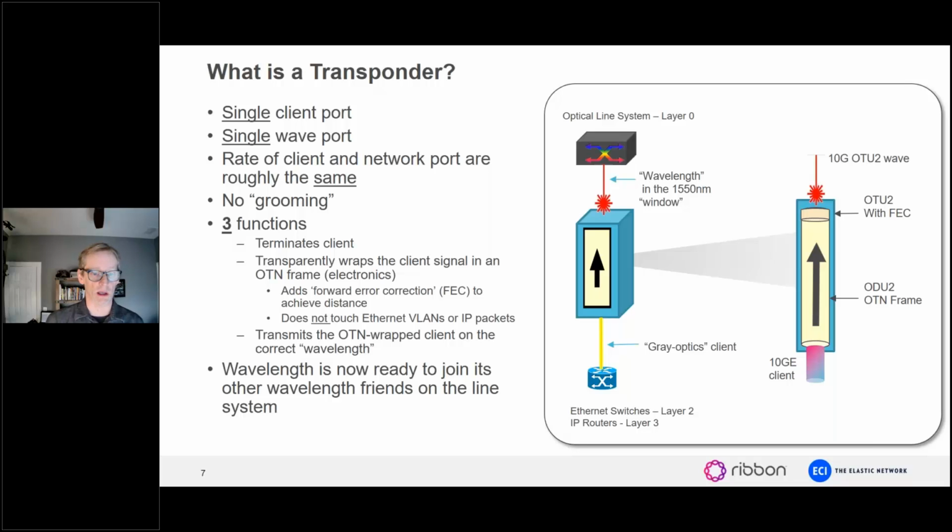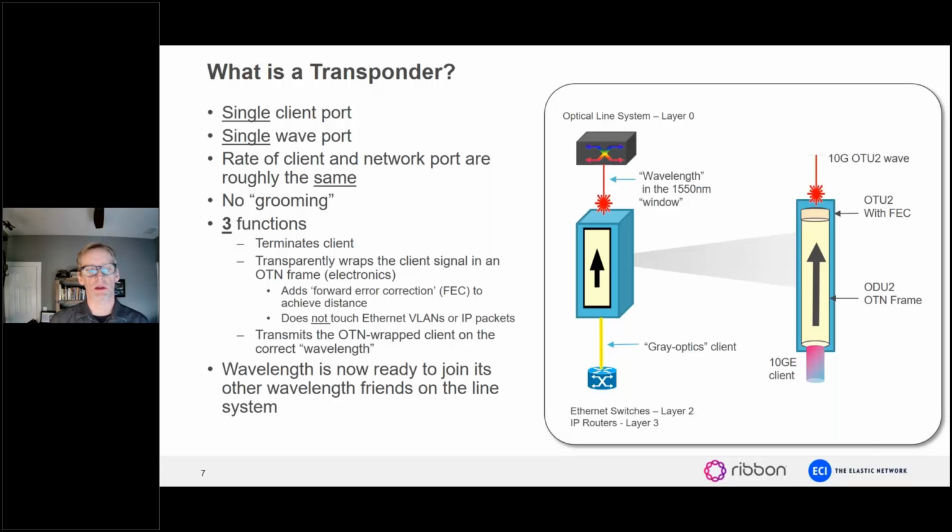It terminates the client as it comes from the Ethernet switch or router or whatever the client is, and then it transparently wraps that client signal into something called an OTN frame, which is electronic. And that's blown up in the picture on the far right there. You see a 10 gigabit Ethernet client coming in. It gets wrapped inside an OTN frame, and that OTN frame runs at a rate that's known as ODU2. We'll talk more about that in a little bit. And then it wraps around something called forward error correction. You'll see the acronym FEC, and that helps it go a long distance.